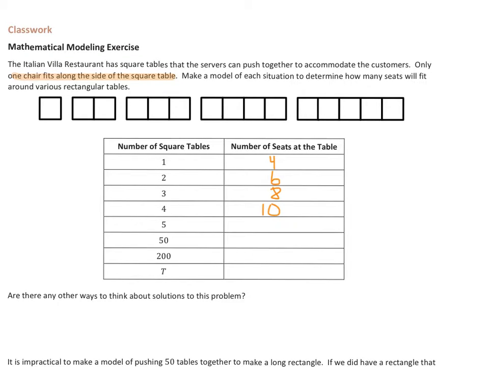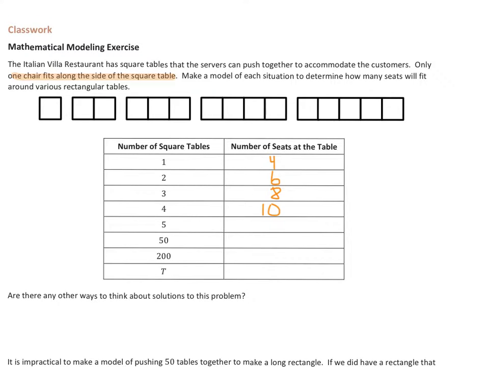Well, I noticed that with 2, I would have 2 on the long side, and then 1 on each other side, which would be another 2. And here with 3, this is 3 tables, I have 1, 2, 3 on each long side, so 2 sets of the 3, and then I just add the 2 end tables. And then with 4, I also have 4 on the long side, and then 2 sets of 4, and then just another 2 on the ends. So do you think that's going to work with 5?